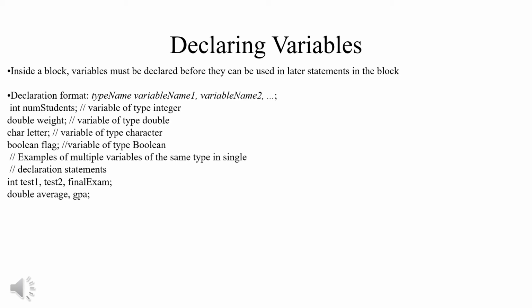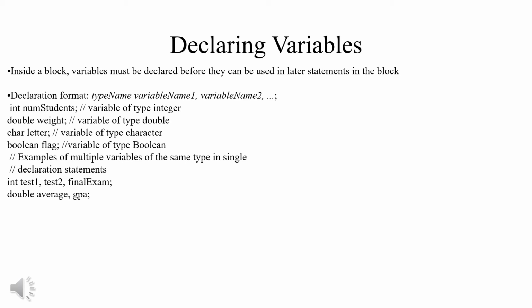So then we have declaring the variable. Inside the block, you need to declare the variable. So how can you declare a variable? First, you write down the type name of that variable, then the variable name. So if it's integer, int numStudent as you see here, or double is the type name, right? And weight, which is that variable, or char letter, boolean flag, right?